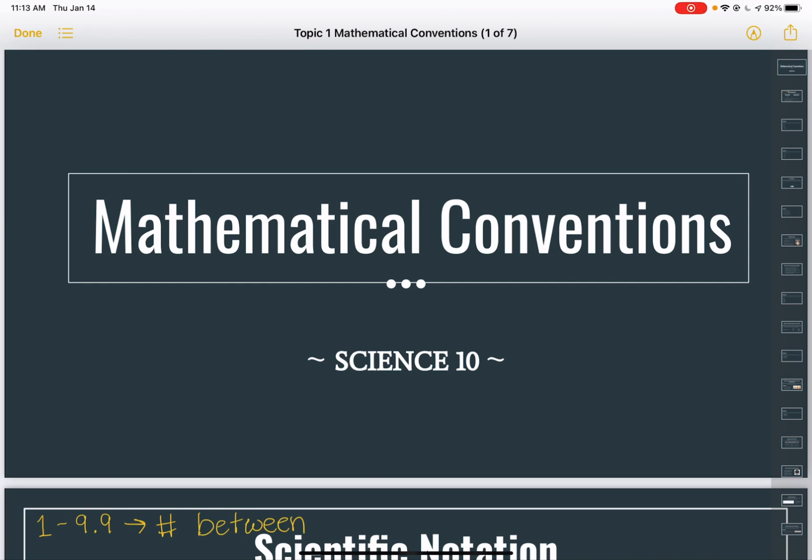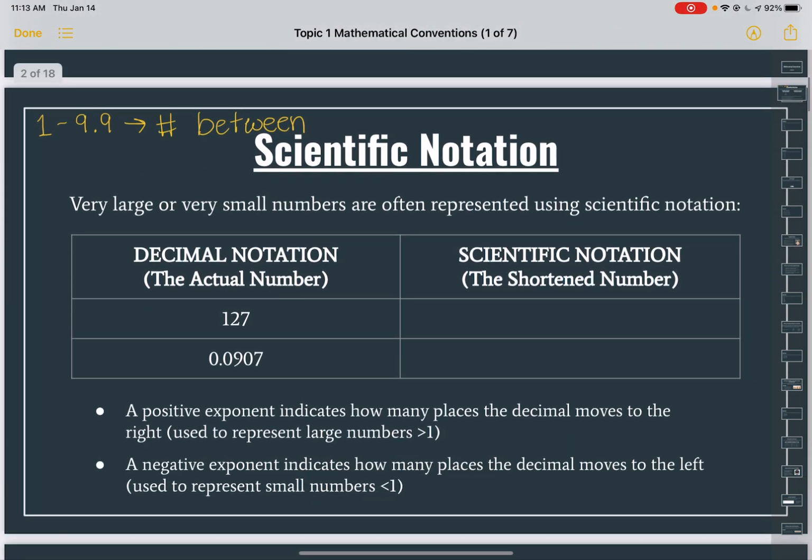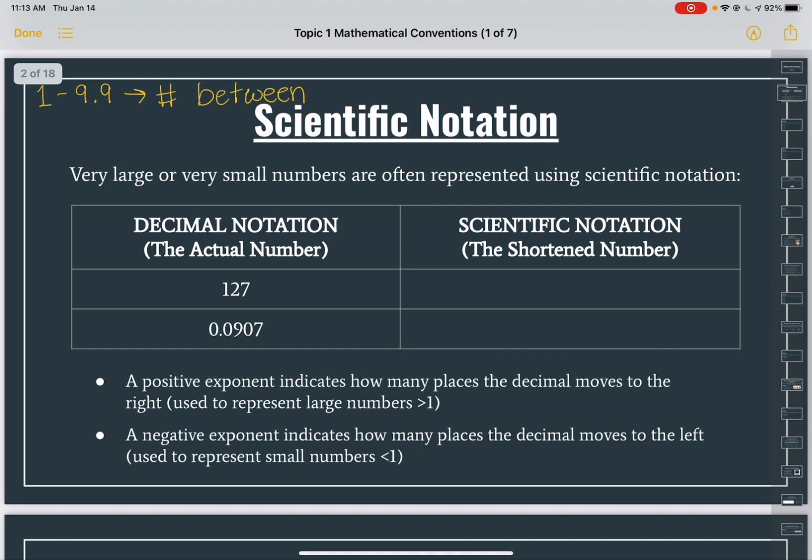All right, so this is our mathematical conversions. It's topic 1 of the physics unit. This is just looking at how we change numbers and convert them when we're dealing with physics. And you may have learned about some of this in science or in math before.